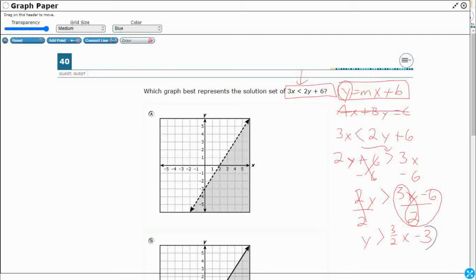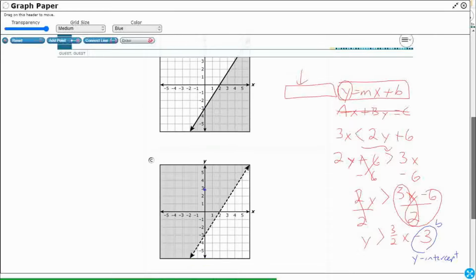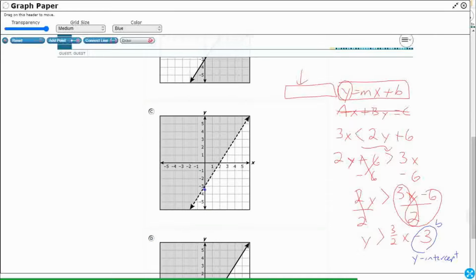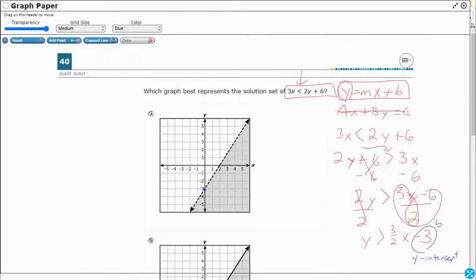Because look, here's our b, so that's our y-intercept. Right? So look at all of these right here. You're going to get that negative 3 right there as your y-intercept. So that negative 3 is the y-intercept for all four of these. Okay. Now, if we wanted to, we can see our slope right there is 3 over 2. So it goes up 3 over 2. But really, we're not worried about that. The line is the line. This is what we're worried about.